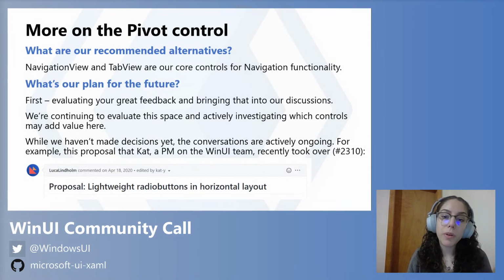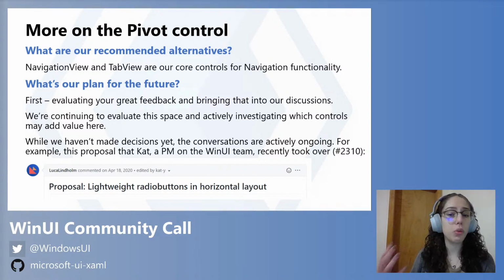So let's talk a little bit about our alternatives. Navigation view and tab view are core controls for navigation functionality that we're supporting in WinUI. Navigation view and tab view both are able to be put at the top of your screen. They're really feature rich. But I know a lot of you had feedback and said, these controls don't work for me. That's the reason I need Pivot, because these controls aren't supporting my scenarios. So we hear you. I hear you.